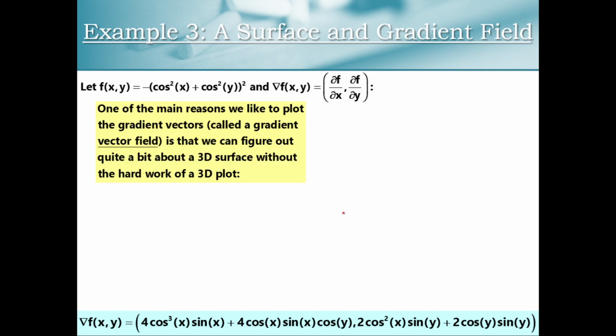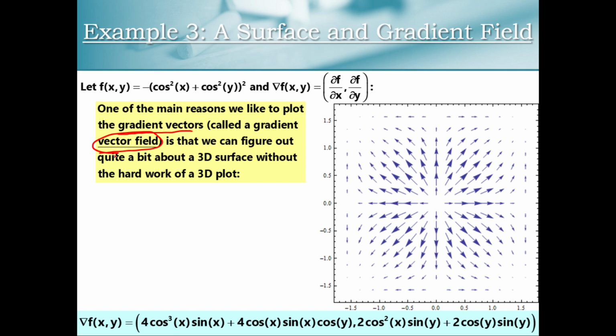Now, one of the reasons that we like to plot gradient vectors, by the way, when you collect together a bunch of gradient vectors on one plot, we call it a gradient vector field. But we like to do this because we could figure out something about a three-dimensional object without doing all the hard work of producing that three-dimensional plot.